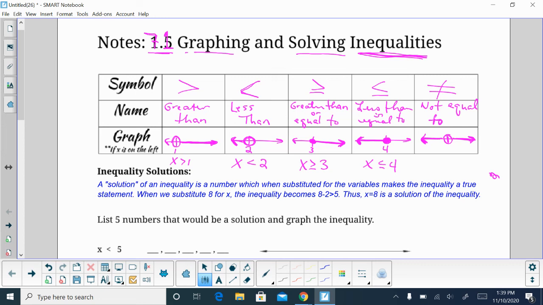So there you have it. Symbols, name, and graph for inequalities.